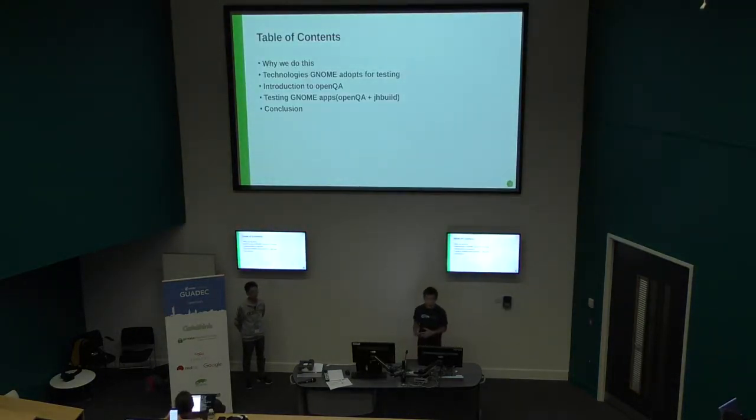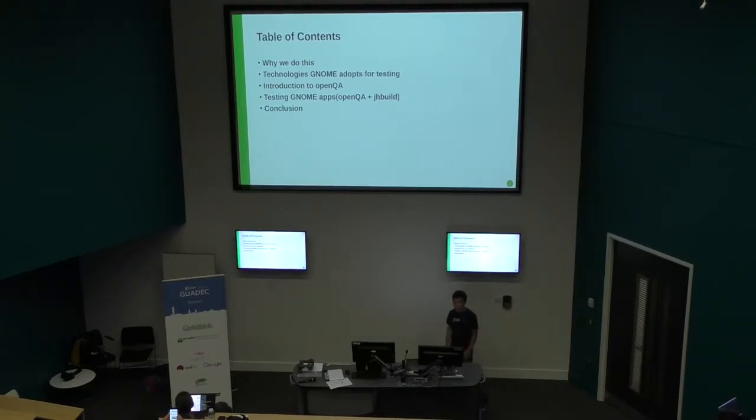So first of all, I would like to show you the table of contents of this talk. The first part is why we do this project. The main project is we want to test the latest GNOME applications using openQA and GHB. Next, I would like to briefly talk about several technologies that GNOME currently uses to keep the quality of GNOME high. In the third and fourth parts, my colleague Chingkai will give a brief introduction of what openQA is, and introduce the way we test GNOME applications using the openQA and GHB combination. The last part will be a conclusion.